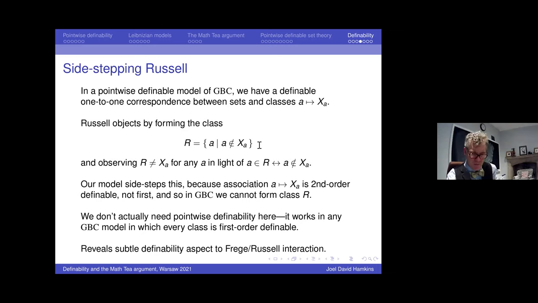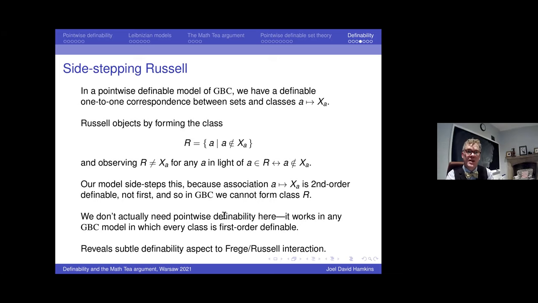I think what it reveals is a subtle definability issue in the Frege-Russell interaction that you don't often hear about. I mean, you give Russell's argument, but I haven't heard people talk so much about the complexity of the map that associates every set with a class. So if Frege's, for example, extension operator was second order definable, then Russell's argument wouldn't work if we only had first order class comprehension.